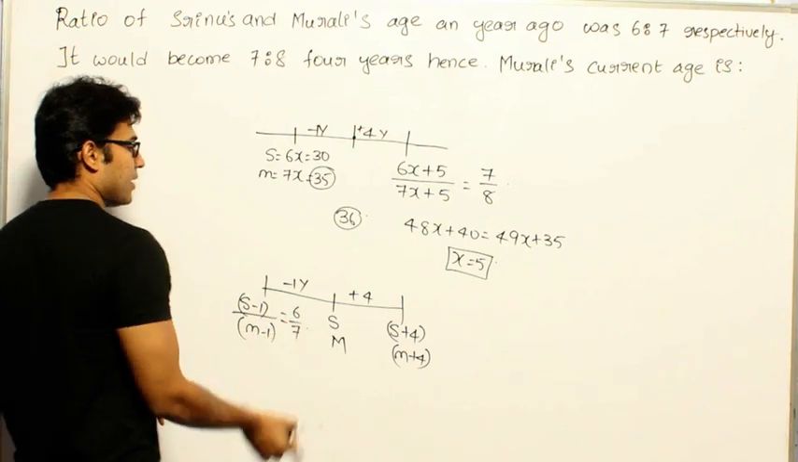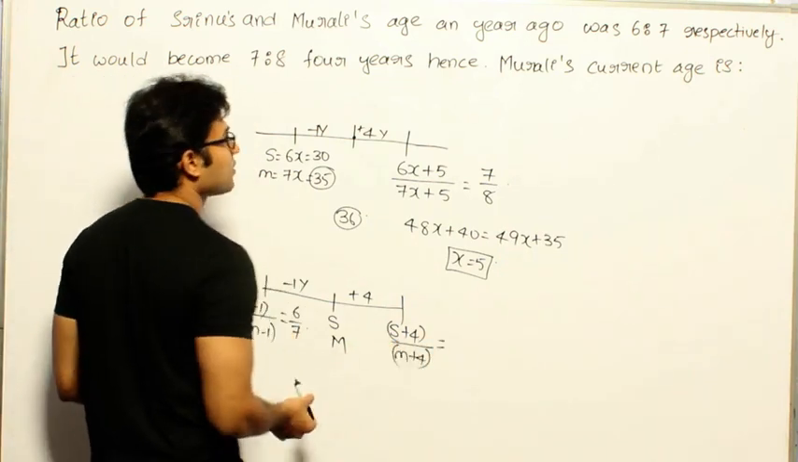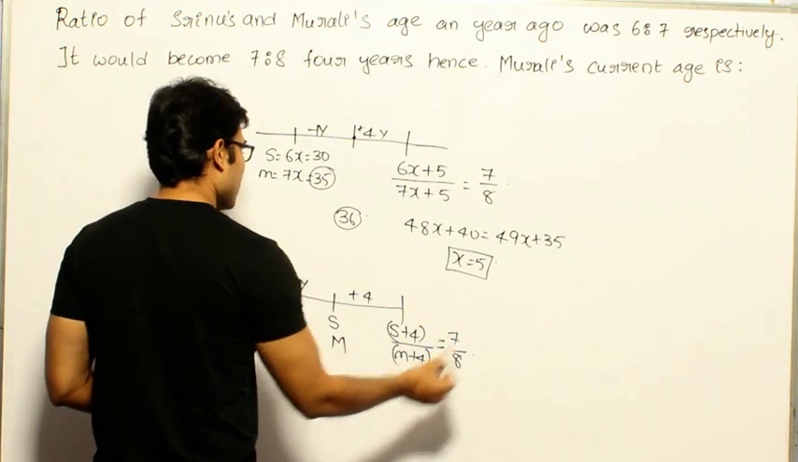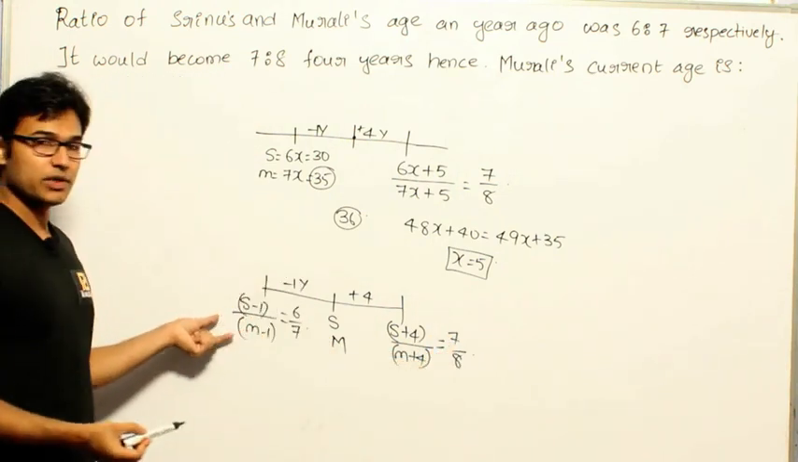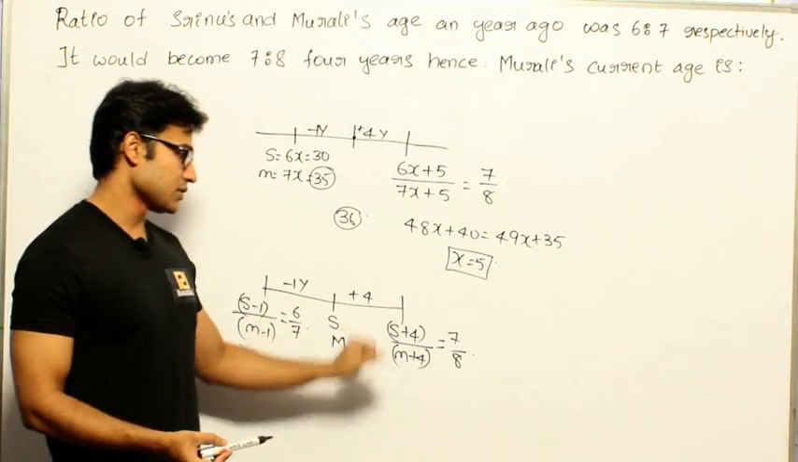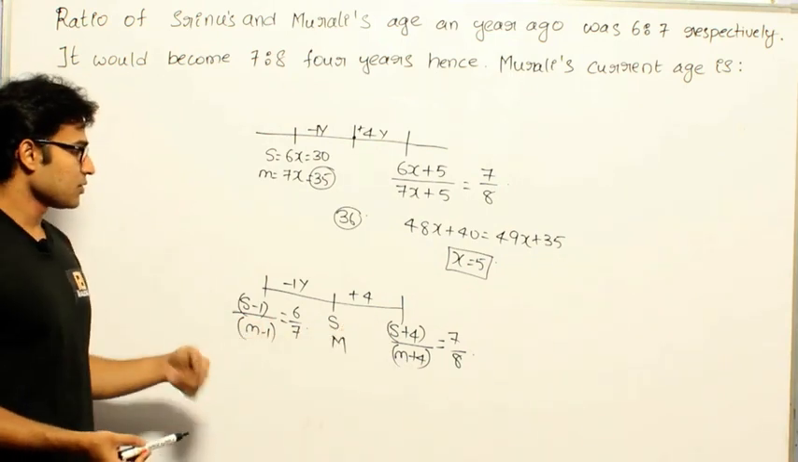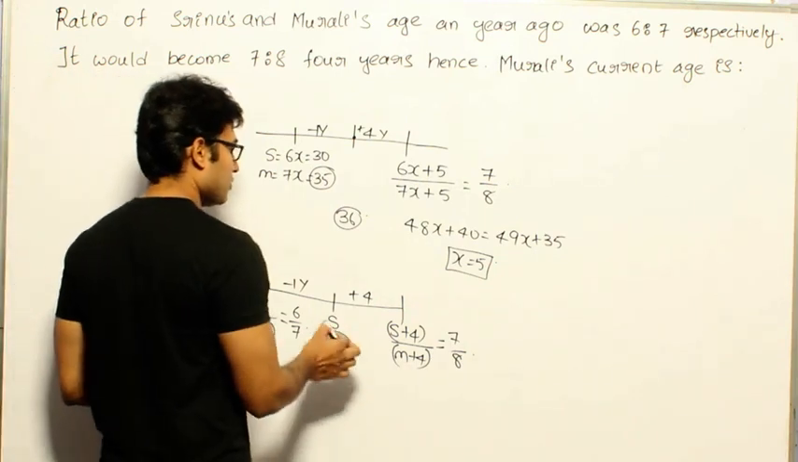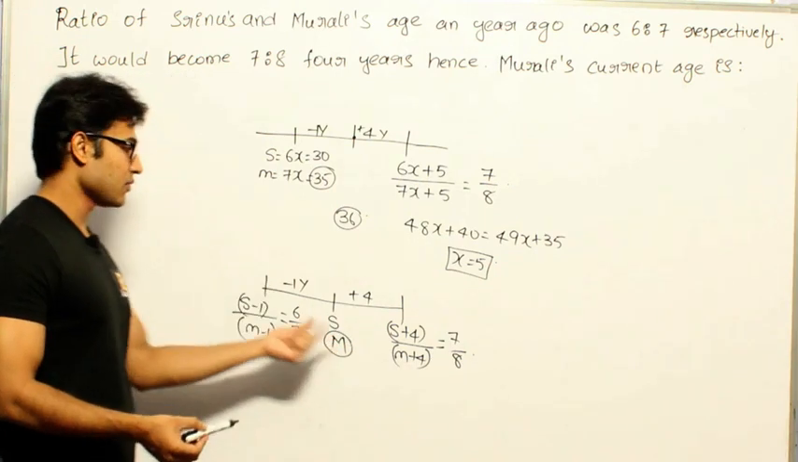And here it is given that this ratio is 6/7, and then it is given that this ratio here is 7/8, right? Now if you solve, you are going to get two equations. You get one equation here and another equation here. Now from these two equations, if you try to solve, you are going to get the age of Murli, M equal to 36. Alright, this is one way of solving it.